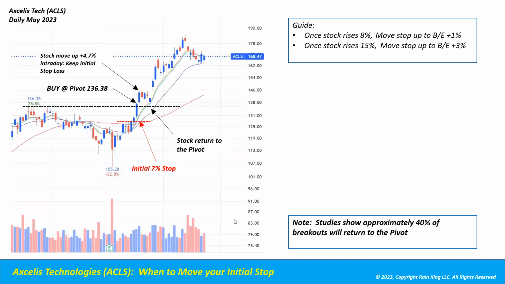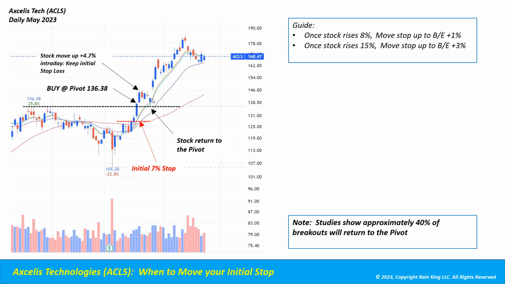Here's Excellus from May of this year. We come out of a base and we're going to buy this stock at the pivot, 136.38. In this case, we're going to set our initial stop at 7%. So you've got the red line shown there. So the stock, as it breaks out of the base, gets some follow through. And the stock on day two is now up a 4.7% gain intraday. But we have not triggered the 8% rule. So therefore, we have to keep our initial stop loss.